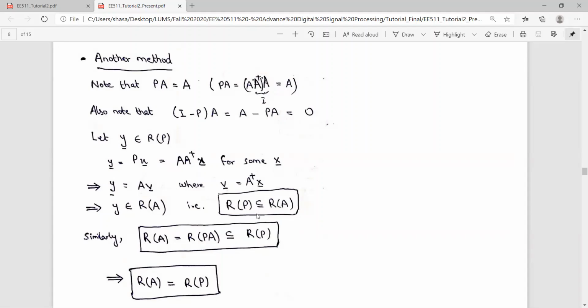And next, what we do is to show that range space of A is a subspace of range space of P. We say that range space of A is equal to range space of PA, because both of these two things are equivalent. And then using the same argument as earlier, that range space of AB is a subspace of range space of A, range space of PA is a subspace of range space of P. And through this we reach range space of A is equal to range space of P.